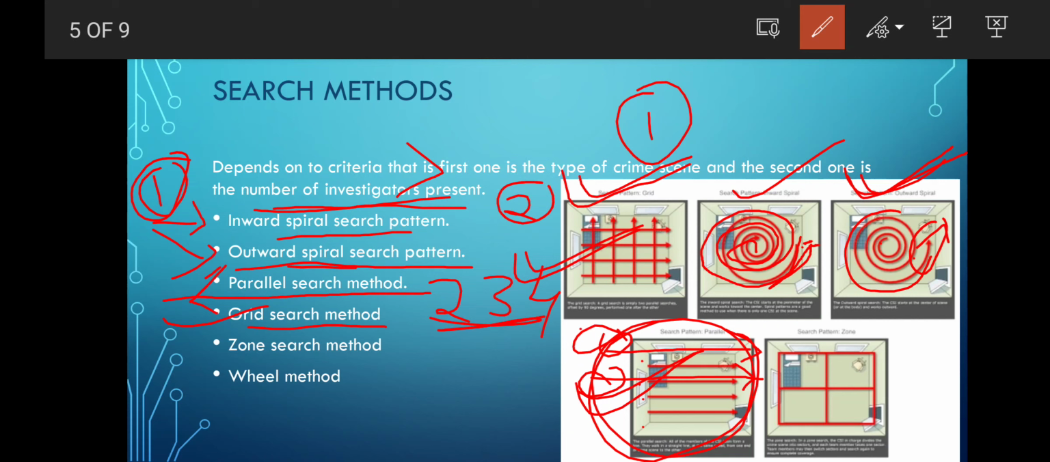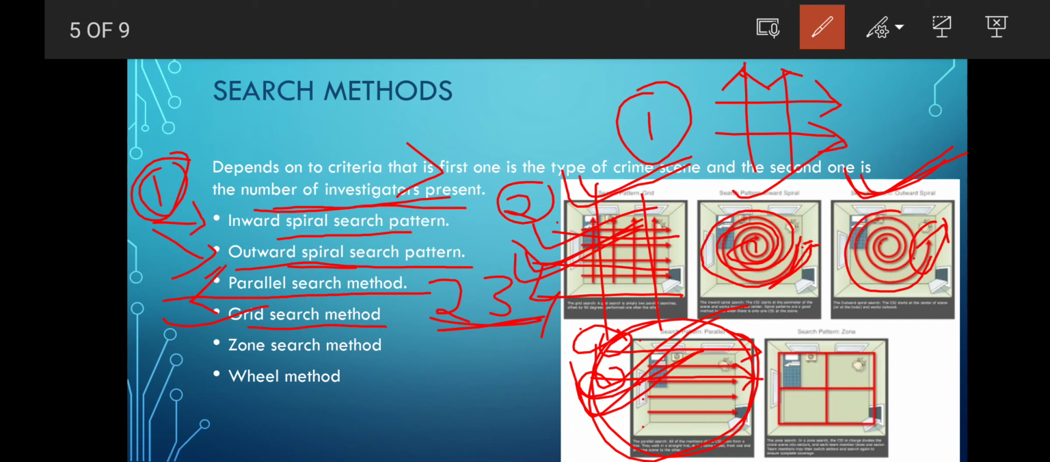Okay, same way over here. The investigating officers will conduct this parallel search method, but in this grid format. Like they will form boxes. First they will move from here to here, here to here, and then from here to there, here to there, forming this type of pattern. But this will be the same as we have seen, right? In parallel, they will be in coordination with each other.